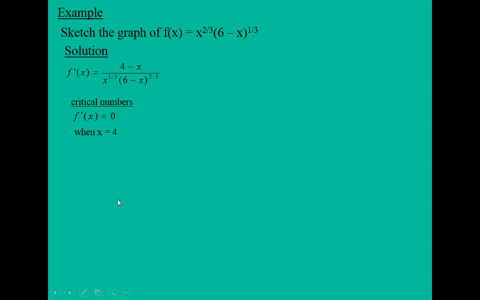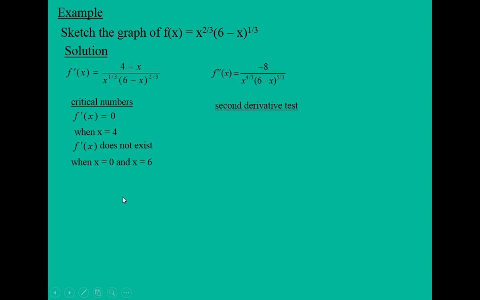Now we also have to check, is there any place where the derivative is undefined, where it does not exist? So look at your denominator. What values of x would make this undefined? We can see if x equals 0, we'd get 0 in the denominator, and if x equals 6, we would get 0 in the denominator. So we have 2 more critical numbers from where the first derivative does not exist.